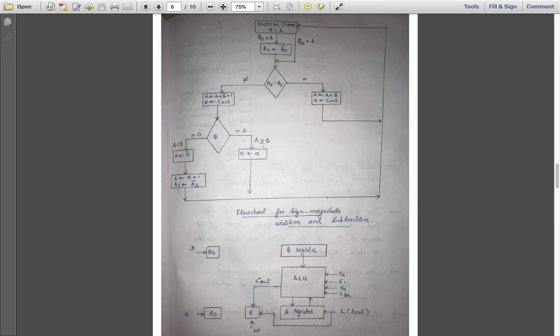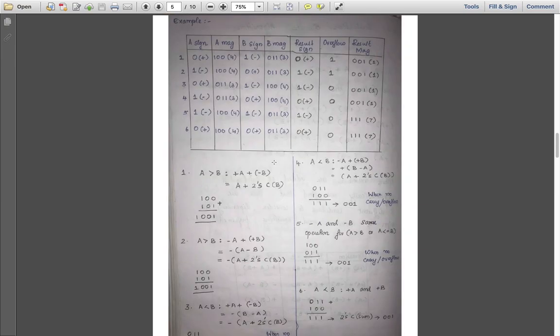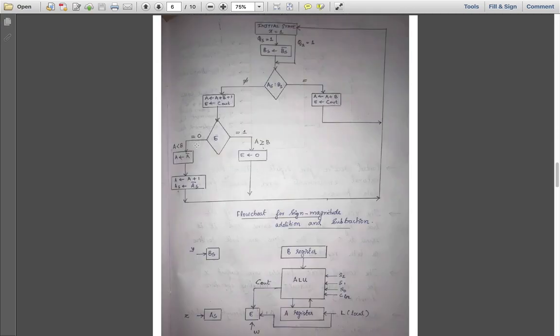Now, is that all enough? No. To get the correct result, if carry is set, that is E is equal to 1, then you can reset that carry flag and go back to the initial state, because you have received the correct result. Now if carry is not set or overflow is not set, as in the last two cases which I explained, then you have to take the 2's complement of the result.